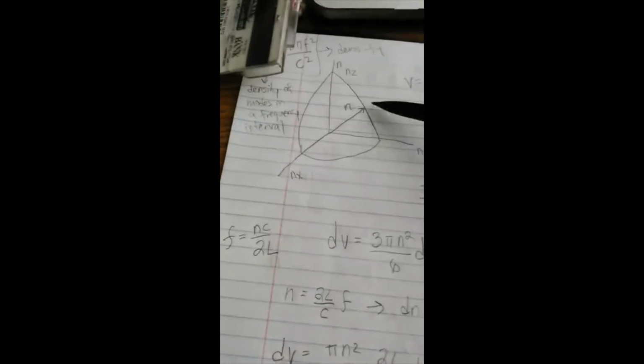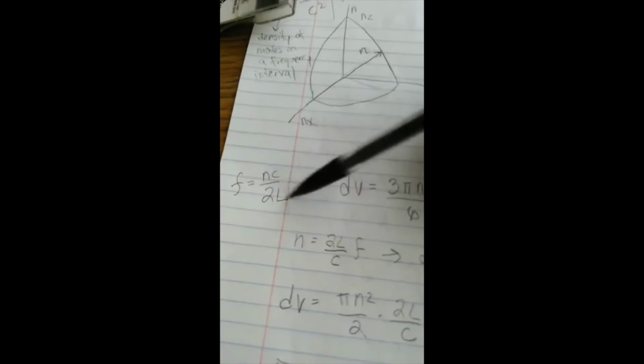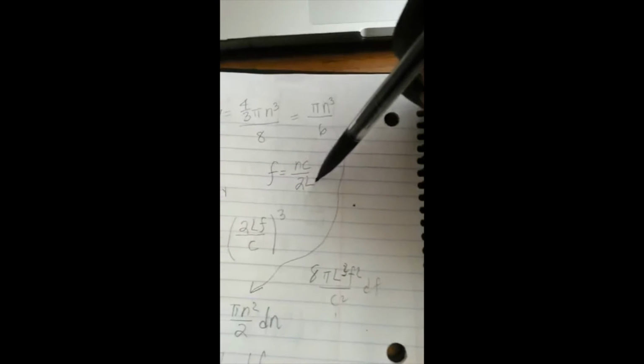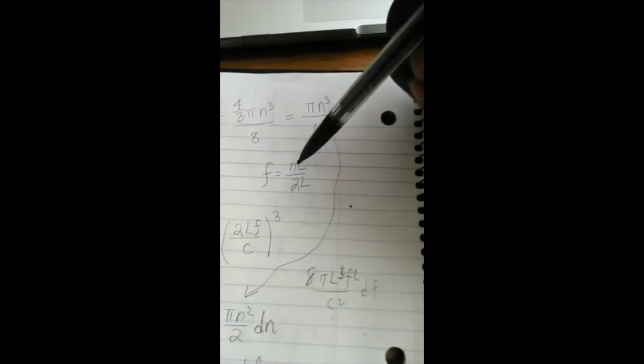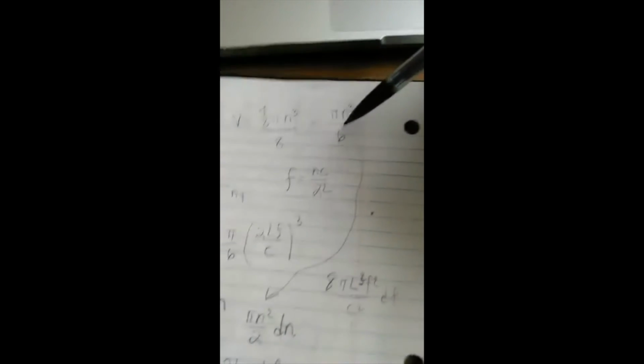So, if we know the fundamental frequency, given that the dimensions of the box are L by L by L, the frequency is nc over 2L. And so we can calculate the volume: 4/3 pi n cubed, divided by 8 because it's an octant. So the volume would be pi n cubed over 6. Knowing that the frequency is nc over 2L, we can substitute for n and get n equals 2L times f over c, and plug that back into this equation to get the volume.